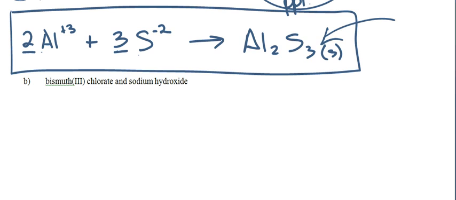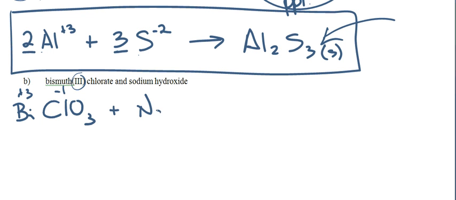Alright, let's try another one. Net ionic equation. So we got to write out the whole thing first. So bismuth(III) chlorate: bismuth, Bi, has a +3 charge. How do I know that? Well, Roman numeral 3 there. Chlorate, ClO3, has a -1 charge. And we're going to react that with sodium with a +1 and hydroxide with a -1. Okay, let's flip these guys. Bismuth is now going to go with the hydroxide.